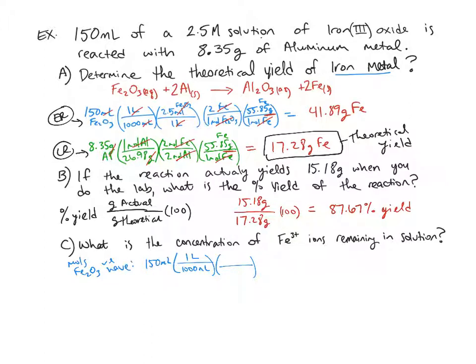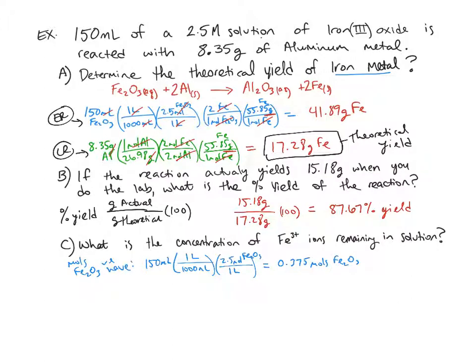And our concentration, where was it? It was 2.5 molar. So for every 1 liter, we have 2.5 moles of our iron oxide. That'll get us our original moles. Run the numbers: 150 divided by 1,000 times 2.5, and we get 0.375 moles of iron oxide. Now, this is how much we had at the beginning.